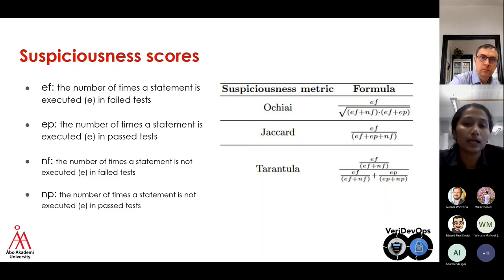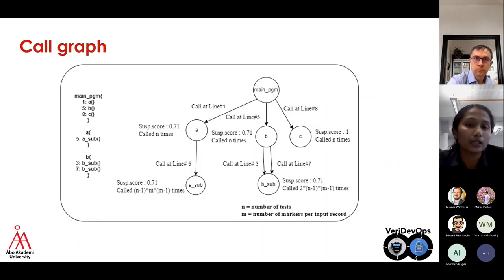We use three well-known spectrum-based fault localization formulas, Ochiai, Tarantula, and Jaccard, for calculating the suspiciousness score. The concept works based on how many times a basic block or a statement is executed in failed tests and passed tests versus how many times it is not executed in failed and passed tests. Using this approach, we calculate the suspiciousness score at block level in each module. At module level, we take the maximum suspiciousness score, which corresponds to a particular block in a program. The call graph provides the details of the interprocedural call structure of the program organization unit.